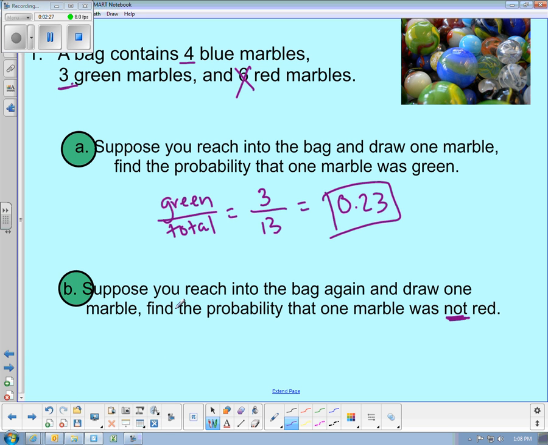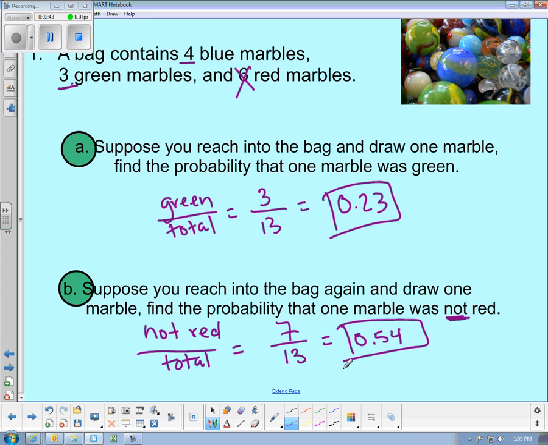Blue and green together, so not red out of total. The blue and green, or the ones that are not red, that would make up 7 marbles. 7 out of the 13 total gives us a probability of 0.54. Okay, so that's very basic.